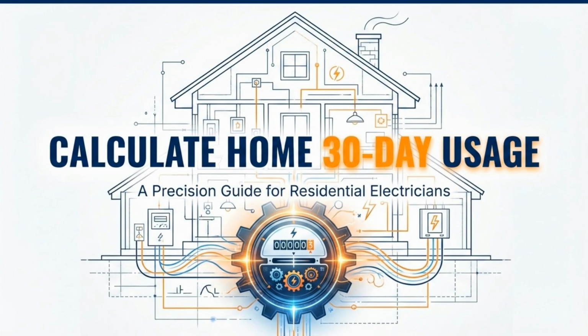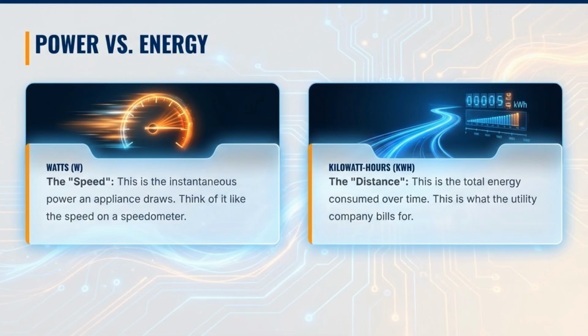Welcome to this video on calculating home 30-day electricity usage, a precision guide for residential electricians. It is important to understand the difference between power and energy. Watts measure instantaneous power, like a speedometer's speed. Kilowatt-hours measure total energy consumed over time, which is what utilities bill for.